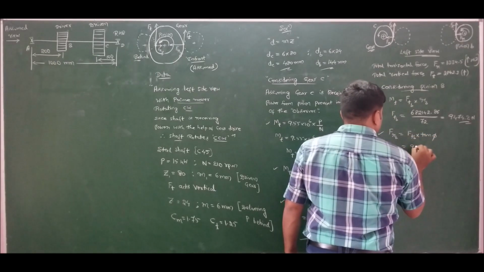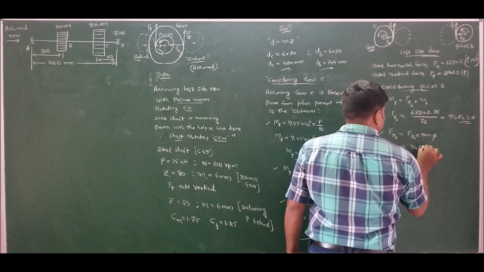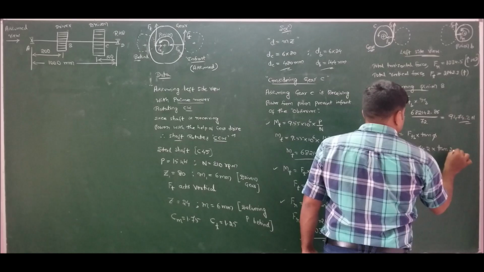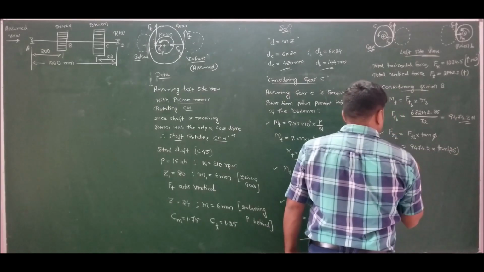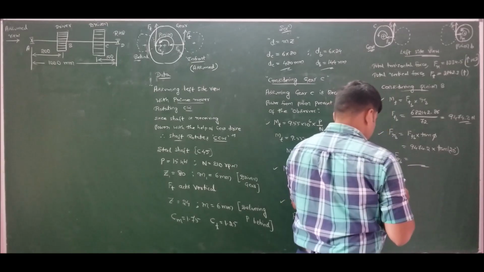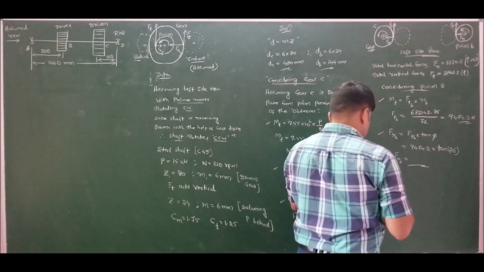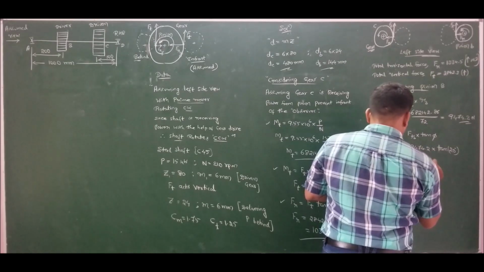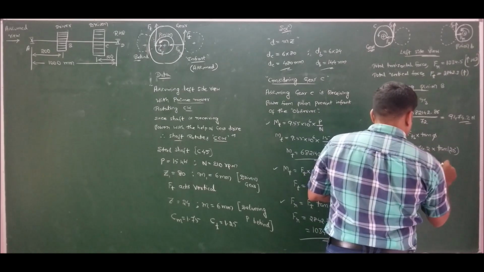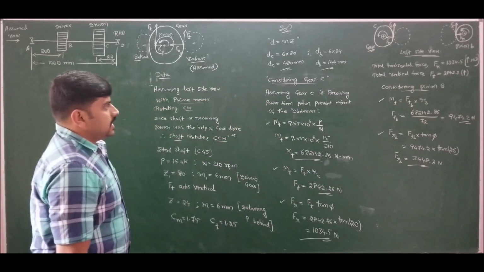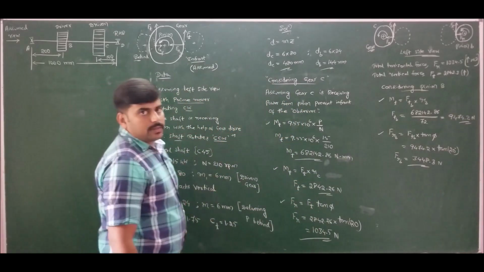Ft of pinion is known, 9474.2. Assume always the pressure angle as 20 degrees if not given. So therefore FrB will be 3448.3 newtons. So this completes the tangential and radial forces of both gear and pinion.